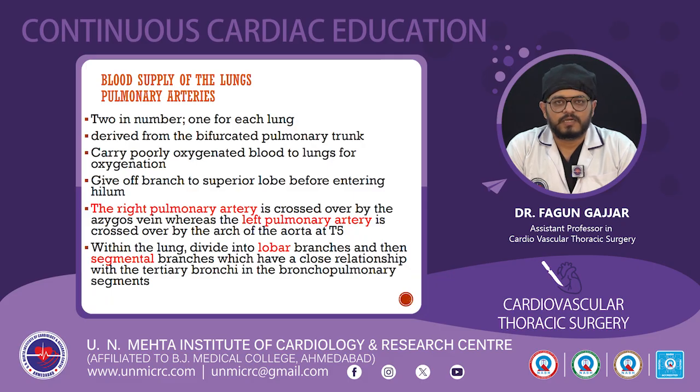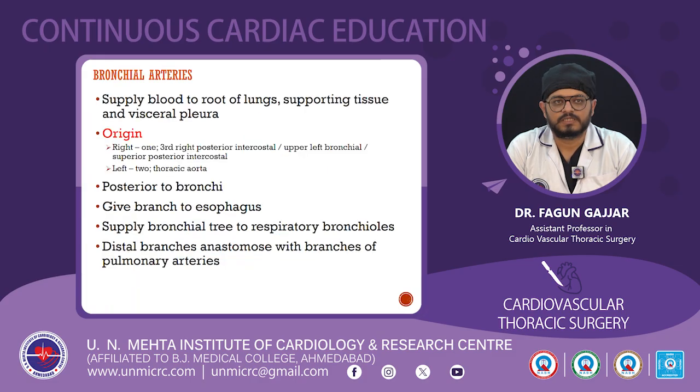Within the lung, it divides into the lobar branches and then segmental branches, which have a close relationship with the tertiary bronchi in the bronchopulmonary segments. The bronchial artery supplies blood to the root of the lungs, supporting tissue and the visceral pleura. Origin: on the right side there is one bronchial artery, arising from the third right posterior intercostal or upper left bronchial or superior posterior intercostal, and on the left side there are two bronchial arteries which arise from the thoracic aorta.